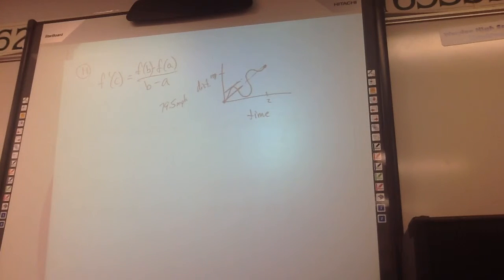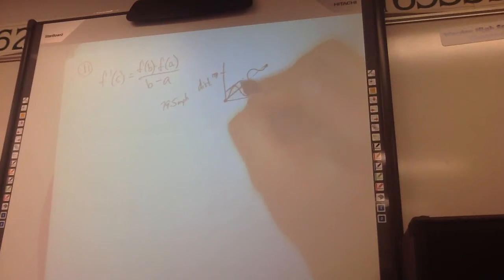When you find your secant line, that would be your average speed over the interval. So we're basically finding a line that's equivalent to the average speed. All the mean value theorem says is that there exists a point along this curve where the exact tangent line is parallel to the secant line.